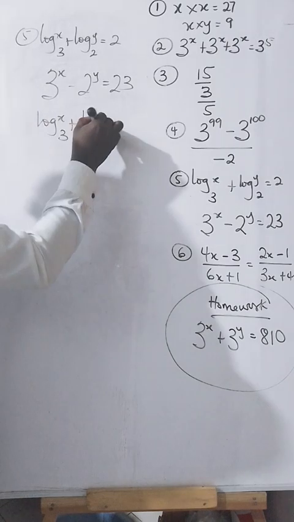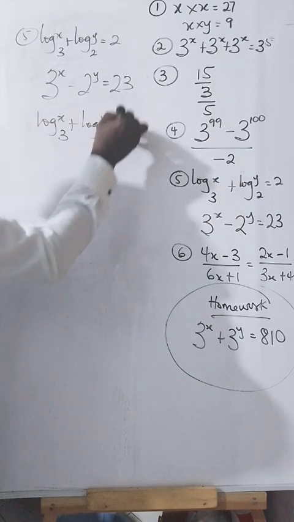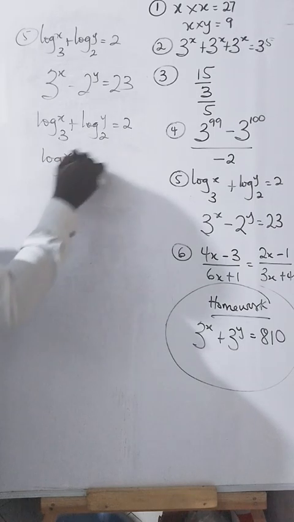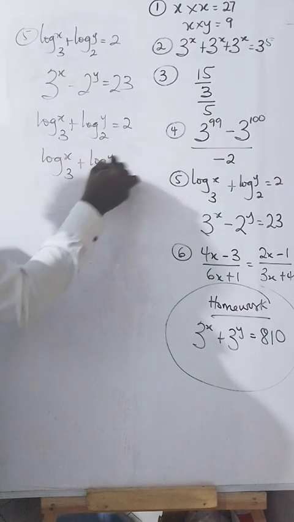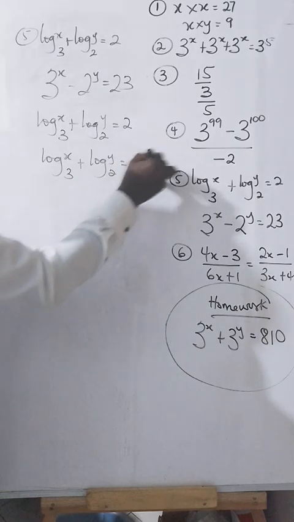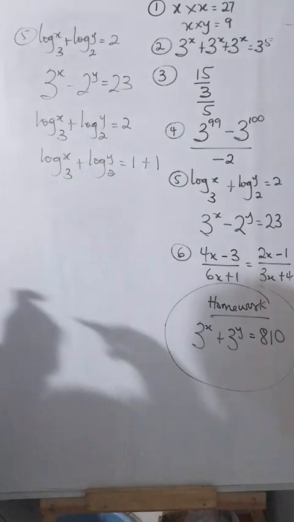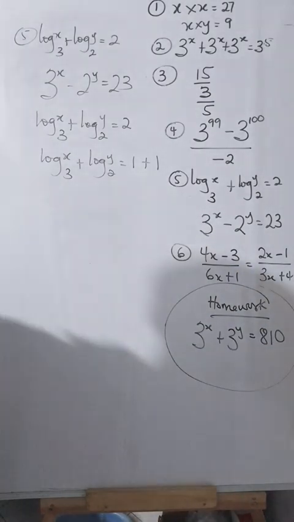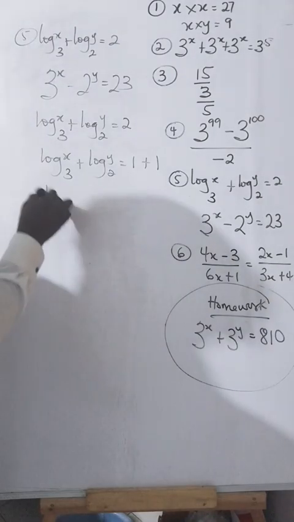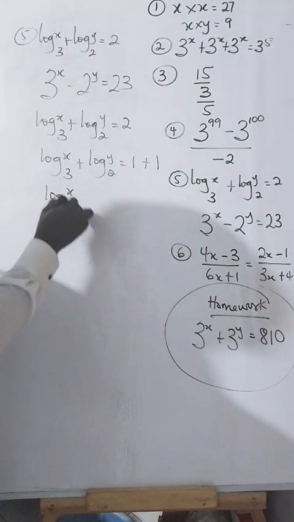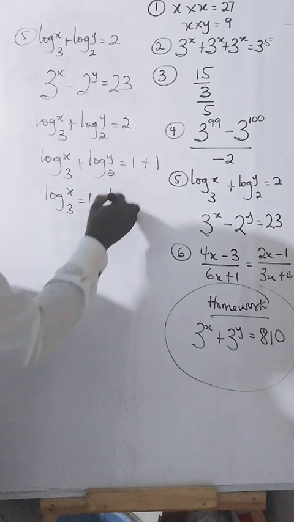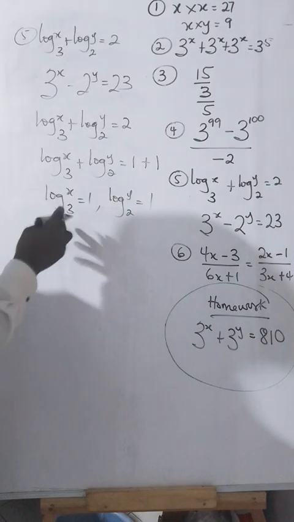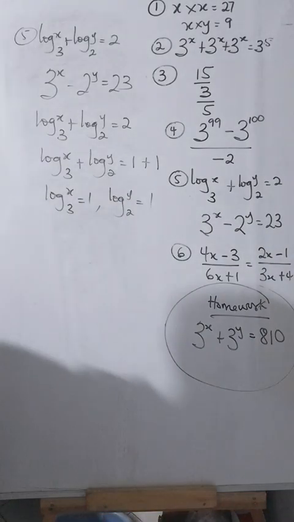So expand this one. So this is what? 1 plus 1. Then the 1 will be for the log of x base 3. The other one will be for what? The log of y base 2. So we have log x base 3 equals 1. Then log y base 2 equals 1. So using the laws of logarithm, we have x equals what? 3 exponent 1. Then the y also will be 2 exponent 1 equals y.